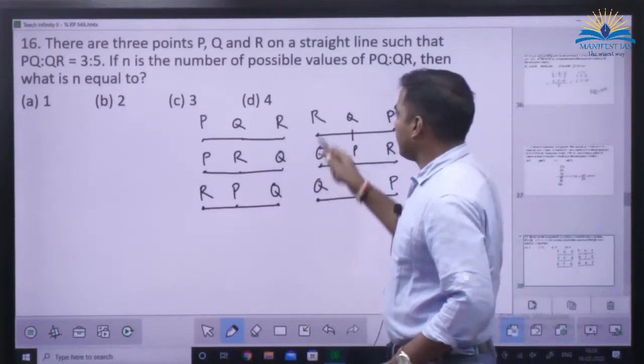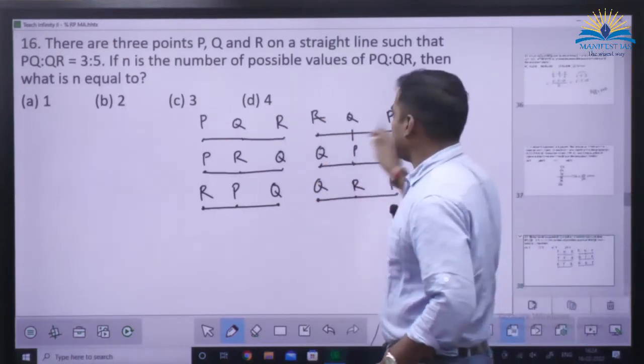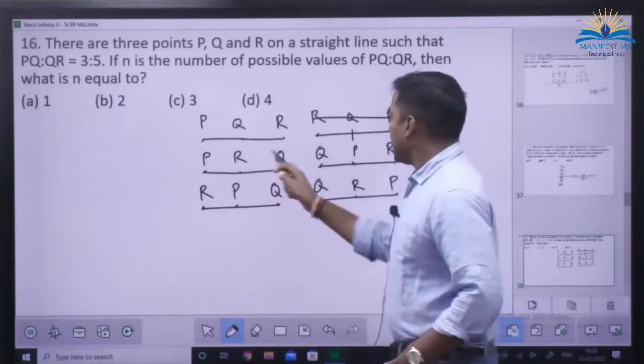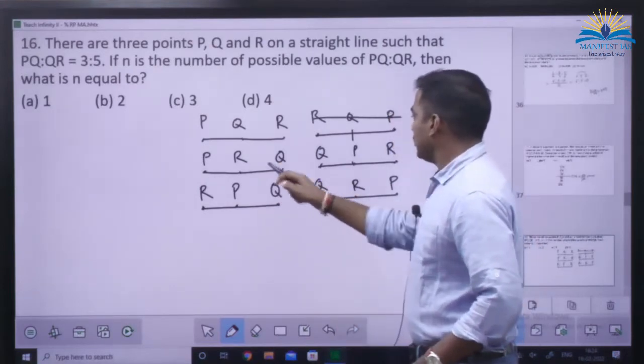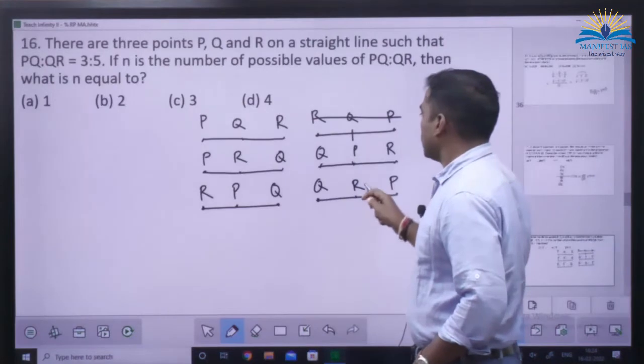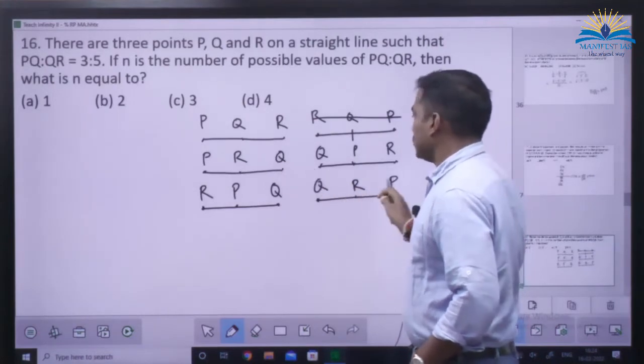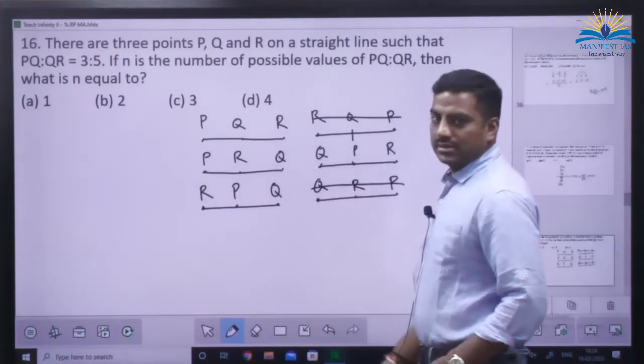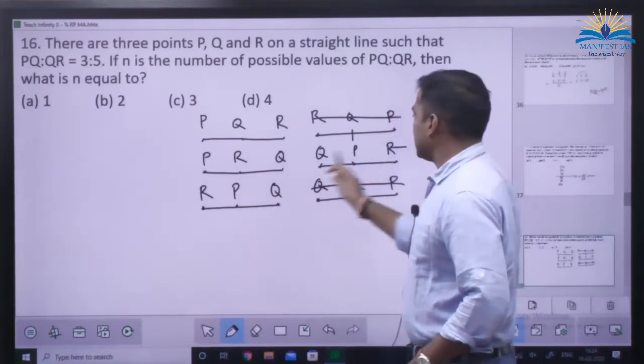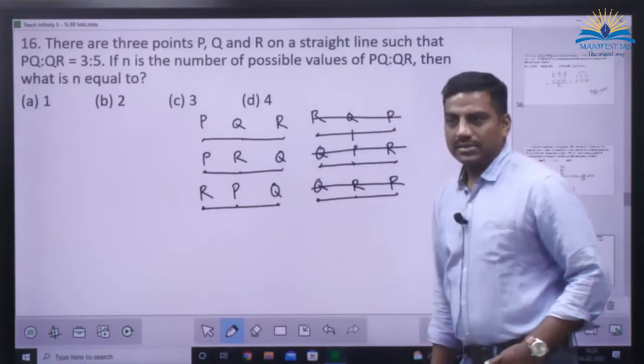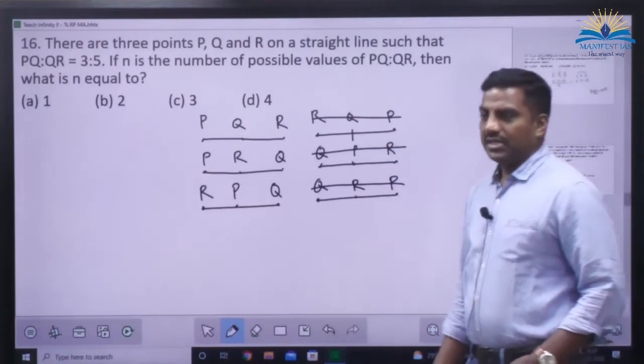Now, PQR, where is the reverse of it? This one, no, I'll not take this. PRQ, where is the reverse of it? PRQ, I'll not take this. Then RPQ, reverse is this. I'll not take this. Now I'll consider only these 3 things.